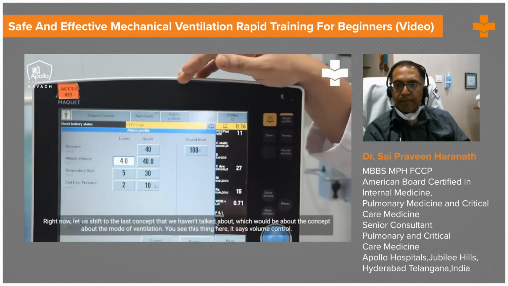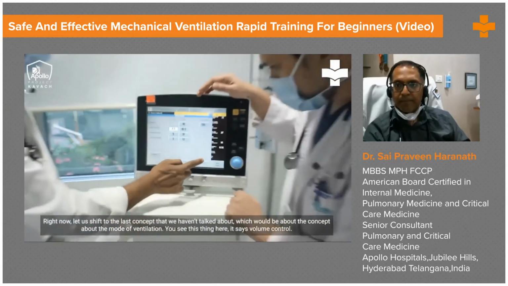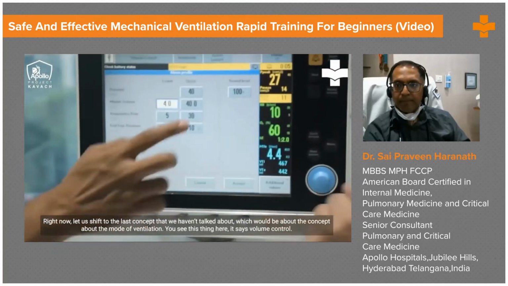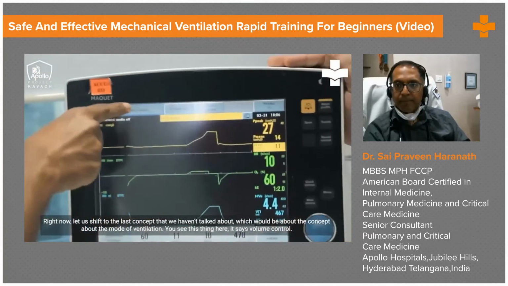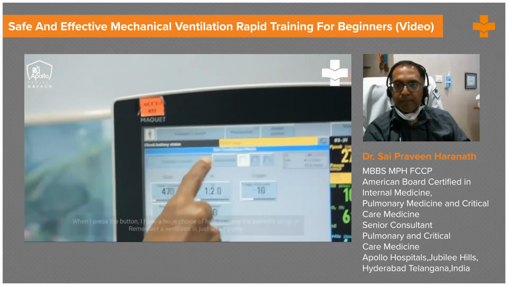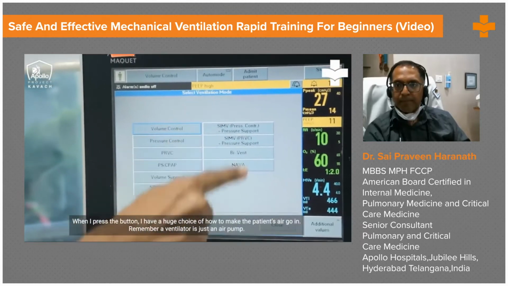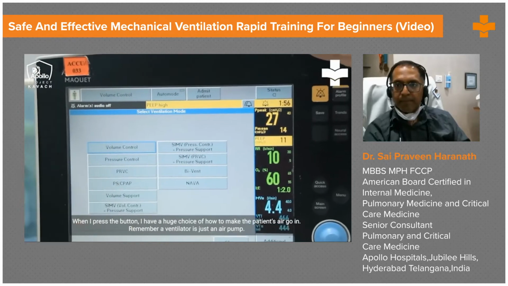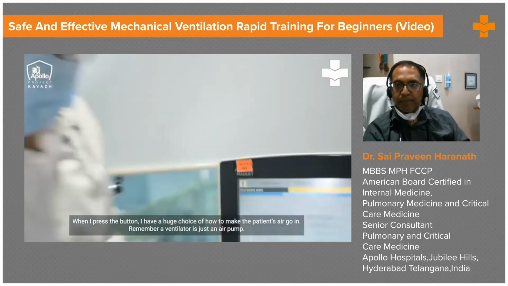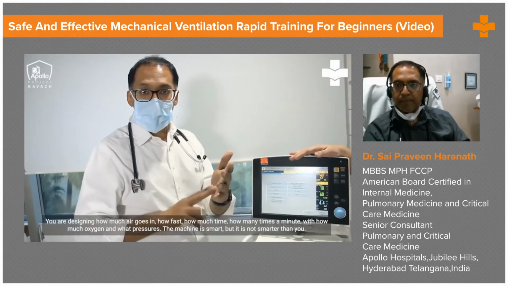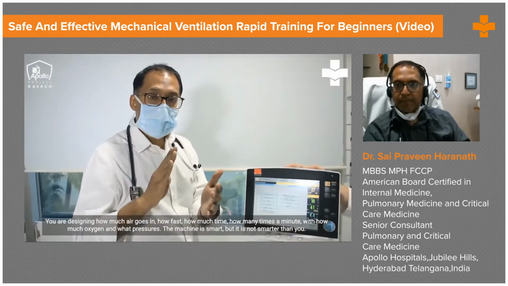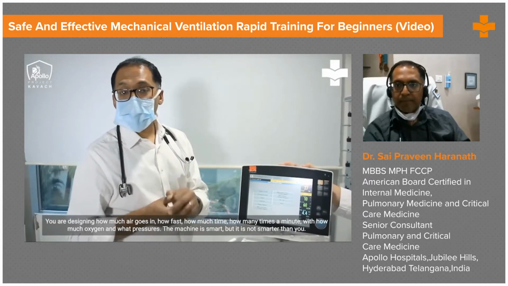And I think right now let us switch to this last concept which we haven't talked about, which is the concept of the mode of ventilation. You see this thing here, it says volume control. When I press that button, I have a huge choice of how to make the patient's air go in. Remember, a ventilator is just an air pump. You are designing how much air goes in, how fast, over how much time, how many times a minute, with how much oxygen and what pressures.